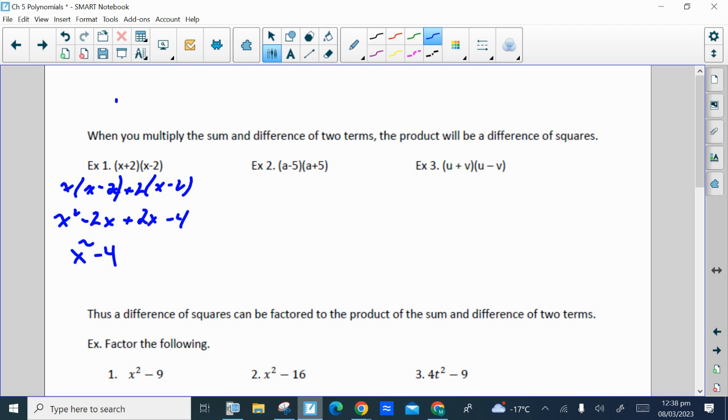It's the difference between two perfect squares. The first term is a perfect square. The square root of x squared is x. And the second term is 4. The square root of that is 2. So that is known as a difference of squares.